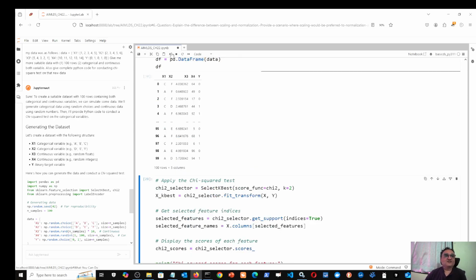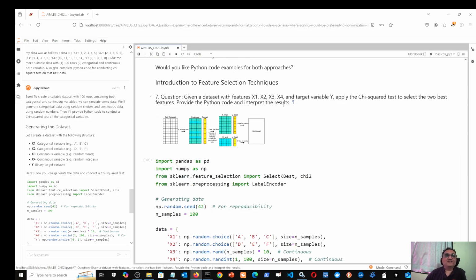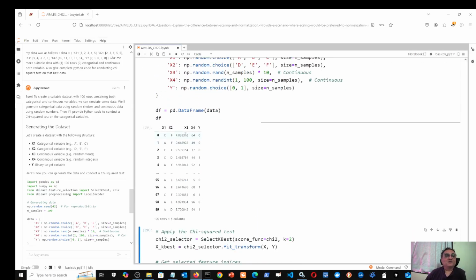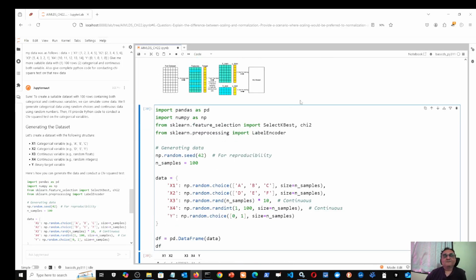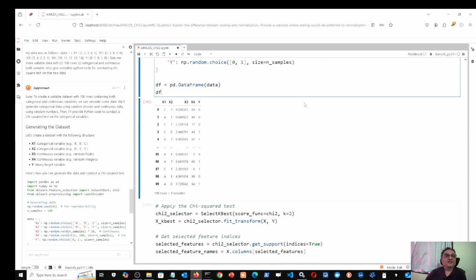So this is the data frame. And now the question remains the same: this is the data frame with 4 features, x1, x2, x3, x4, and target variable y. Apply chi-square test to select 2 best features, give Python code, and discuss the results, interpret the results.